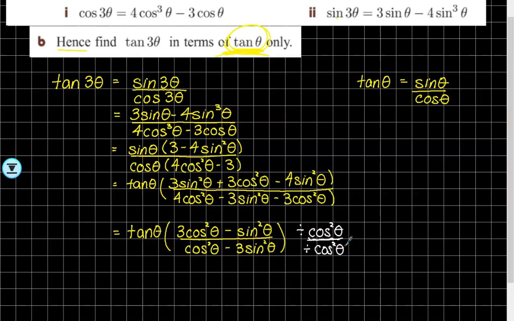Legal maneuver. Okay, so what I end up with now is I've got my tan theta. This divided by cos squared, that's 3. Sine squared divided by cos squared is tan squared. Cos squared divided by cos squared is 1. 3 sine squared divided by, I get minus 3.